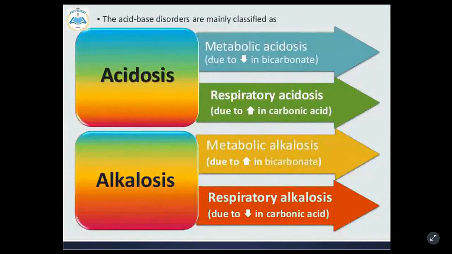Now, based on this, acidosis and alkalosis can be divided again into two based on the amount of bicarbonate and carbonic acid that is present in blood. Based on the amount of bicarbonate, if there is a decrease in the level of bicarbonate, then it is called metabolic acidosis. And if there is an increase in the levels of bicarbonate, it is called metabolic alkalosis. On the other hand, if there is an increase in the levels of carbonic acid, it is called respiratory acidosis. And if there is a decrease in the levels of carbonic acid, it is called respiratory alkalosis.